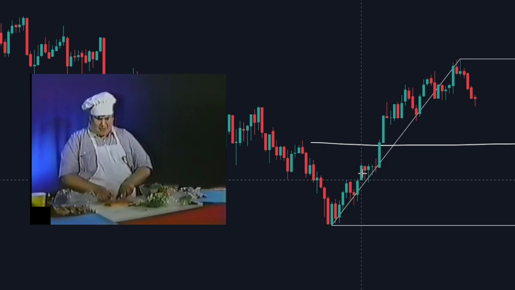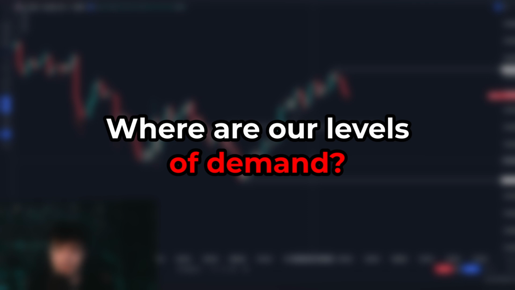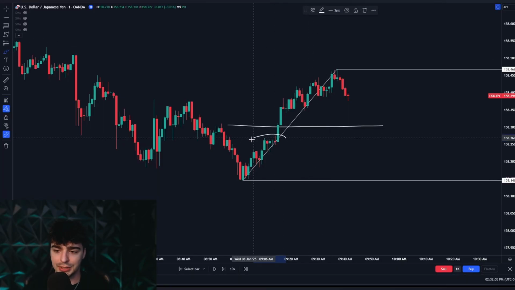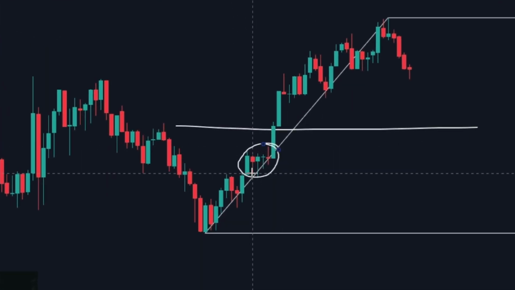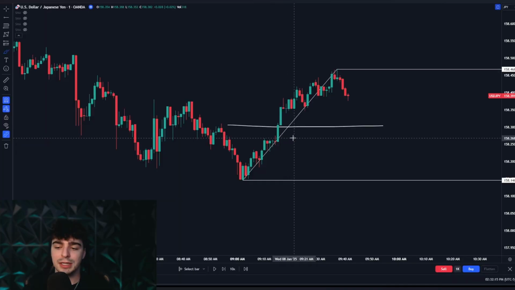Where are our levels of demand and how do you identify a level of demand? Demand is going to look like a consolidation or a small red candle or even a small green candle followed by an explosive move higher. Why do we call this supply and demand? It's because we have an imbalance between the supply and the demand of whatever we're trading.